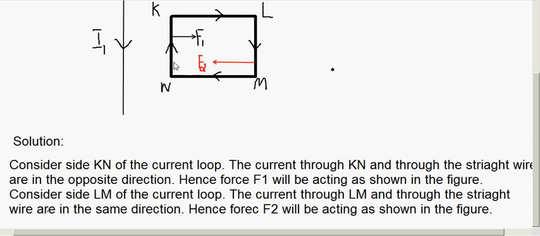Consider side KN of the current loop. The current through KN and through the straight wire are in the opposite direction. Through I1 it is downward, through KN it is upward. Hence force F1 will be acting as shown in the figure. Consider side LM of the current loop. The current through LM and through the straight wire are in the same direction. Hence force F2 will be acting as shown in the figure. Now, the side KN being closer to the conductor, F1 will be greater than F2, and hence the current loop will be moving away from the infinite current carrying wire.